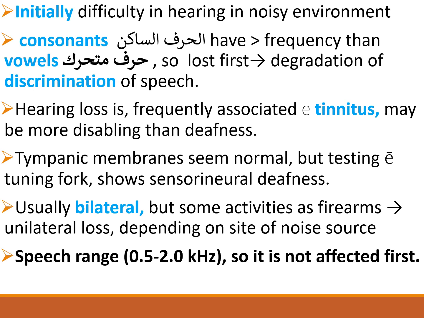Tympanic membrane seems normal, but testing with tuning fork shows sensorineural deafness, usually bilateral, but some activities such as firearms lead to unilateral loss depending on site of noise source. The speech range is 0.5 to 2 kHz, so the hearing of speech is not affected first.